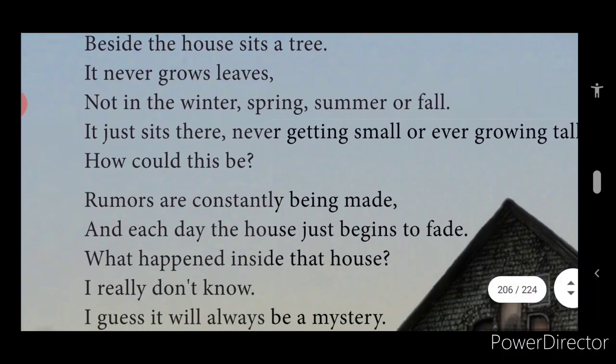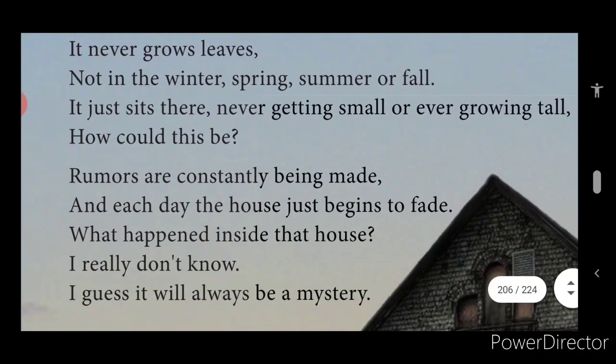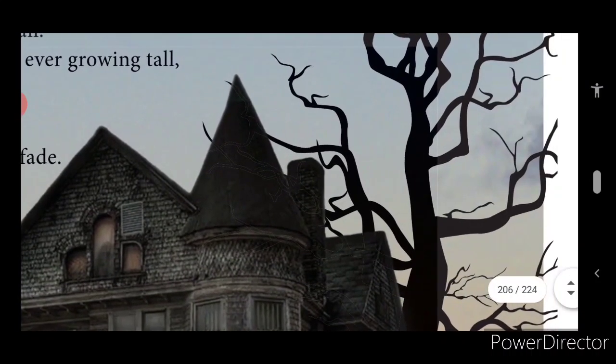It never grows leaves. There are no leaves on the tree, not in the winter, spring, summer or fall. In no season do the leaves grow. Children, where there's a tree, obviously in winter the leaves will shed and in spring new leaves will grow, and in summer also leaves will grow. But this tree next to the house grows leaves in no season. That's what the author says. Not even in one season do leaves grow on this tree.